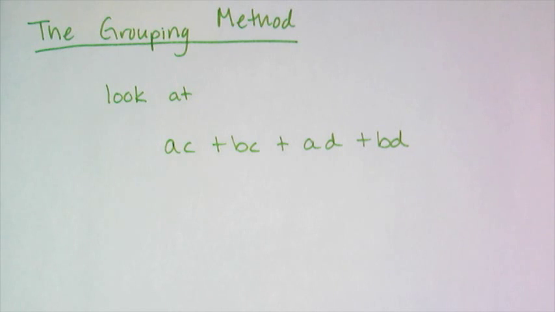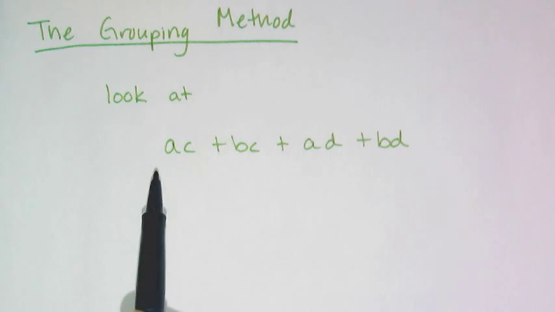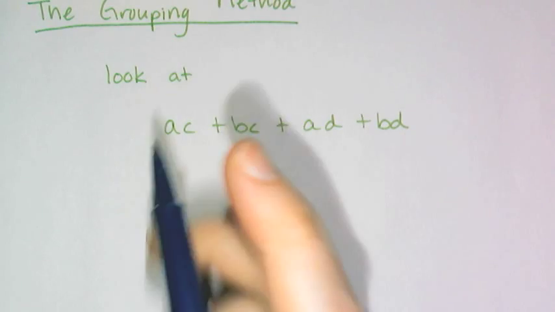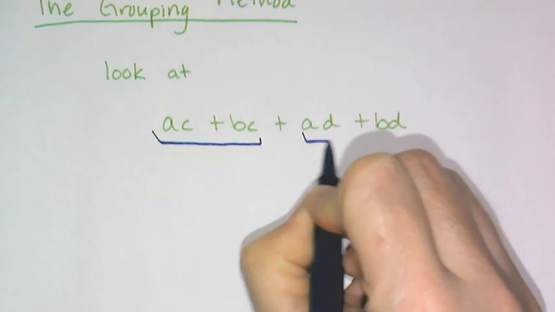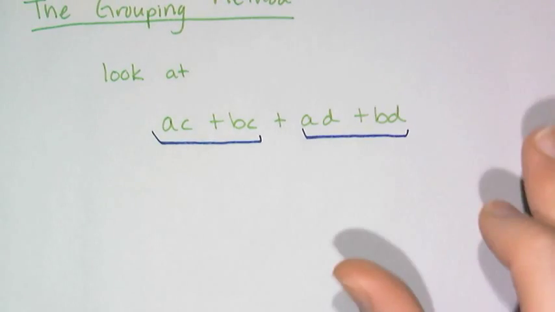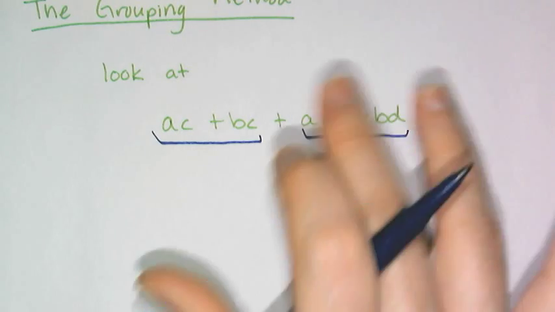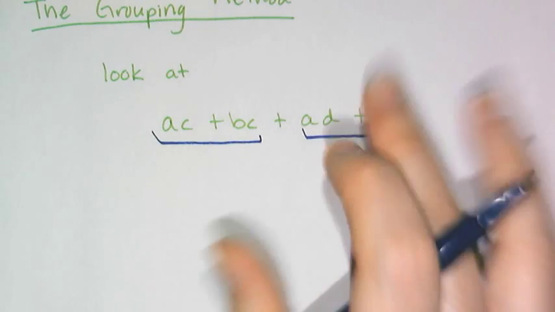Now, what the grouping method requires is that one, of course, you really understand how to multiply polynomials, and two, a polynomial with enough terms that can be broken up into smaller groups of equal size. So in this case, I have an expression with 4 terms, or I can think of it as 2 smaller groups of 2 terms. And what I'm looking for is what these 2 groups have in common factor-wise.